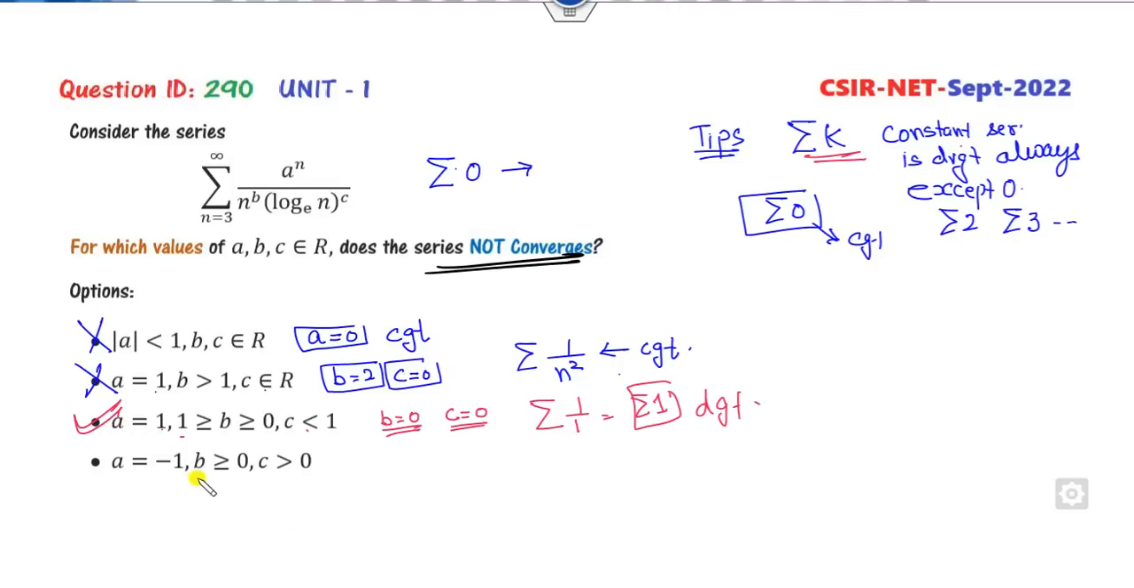Look at this here. I can take B as 0, and C is greater than, so I can take C as 1. So what is that? This is minus 1 raised to the power n log of n, which is a convergent series by the Leibniz test. But we need only the non-convergent. So this option is cancelled. Only C is the right answer.